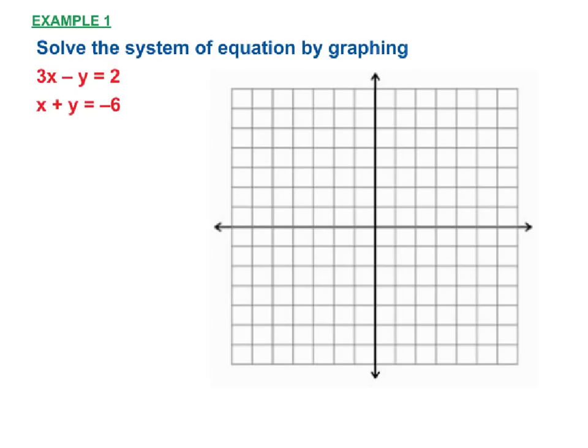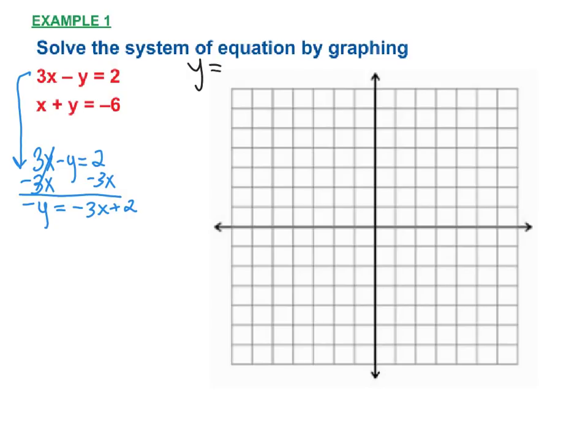So here are two equations. Let's talk about the top one. 3x minus y is equal to 2. Let's solve that for y. So I am going to subtract 3x from both sides. That leaves me with a negative y is equal to negative 3x plus 2. But I want just y because I want it in slope-intercept form, which is y equals mx plus b. So I'm going to divide both sides by a negative 1 because I want to make that y positive.